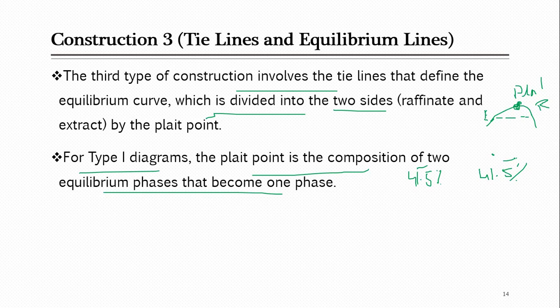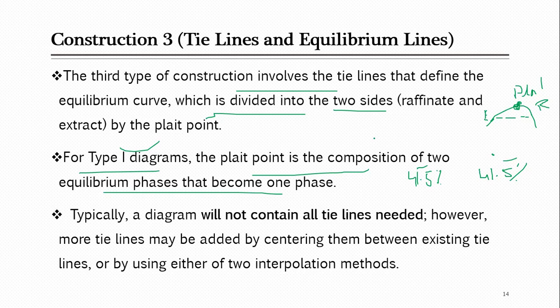So that's the point located in a type 1 diagram which actually separates raffinate and extract. As we discussed at the start of today's lecture, type 1 diagrams have a plait point, but others do not. Type 2 does not have a plait point.